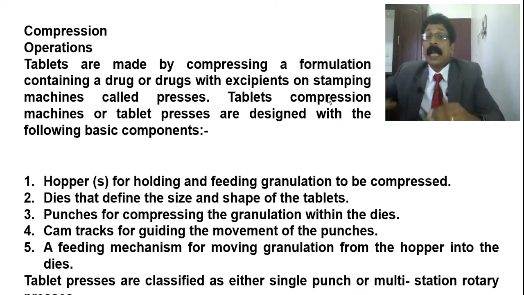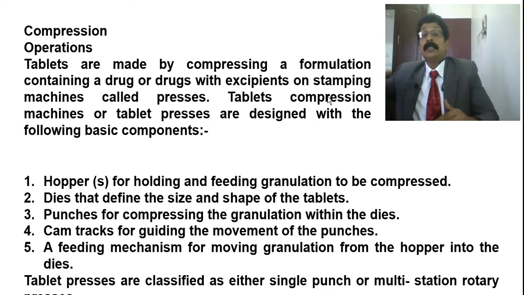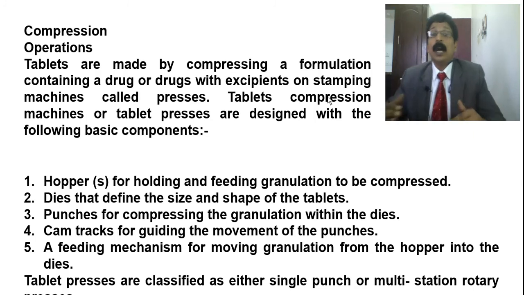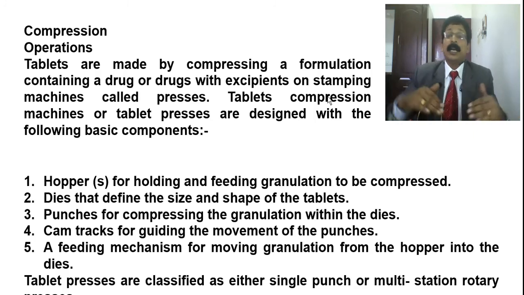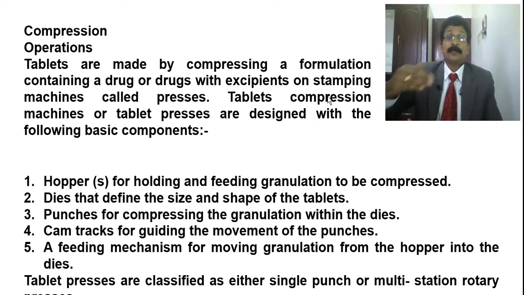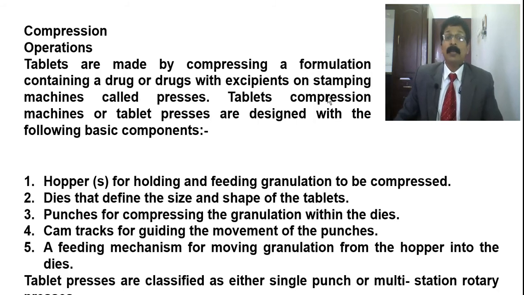So cam tracks, which is tracking, will lift the punch and make the compression for the punch and weight adjustment. All these things are conveyed, and in automatic machines they are the main important factor or part of that equipment to maintain the process, the movements of the punches inside through the dies. So you see, cam tracks for guiding the movements of the punches, and a feed mechanism.